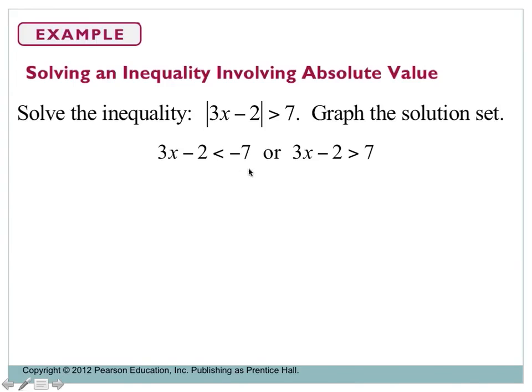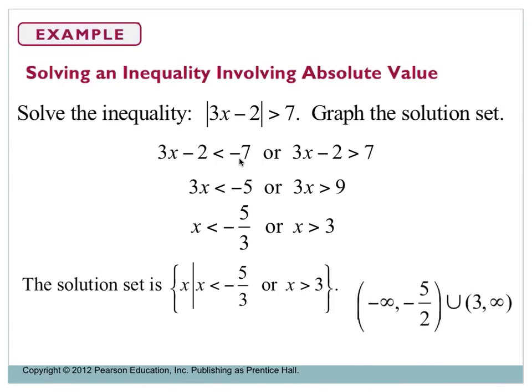And then on the left-hand side, we're going to flip the inequality direction, so it's less than, and we make our 7 into negative 7. And then we just solve them independently. We're going to add 2 to both sides, divide by 3. So we're left with x is less than negative 5/3, or x is greater than 3.